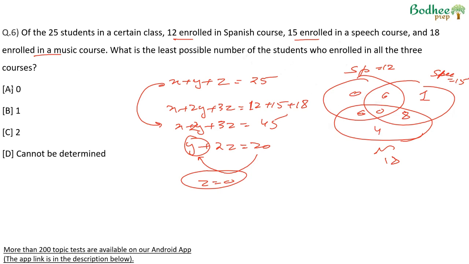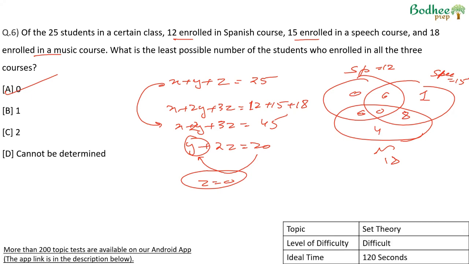So the minimum number of people who are enrolled in all three courses here will be 0. Again, whenever maximum minima is involved, I'd say the questions are typically difficult level, and therefore 2 to 2.5 minutes to solve.